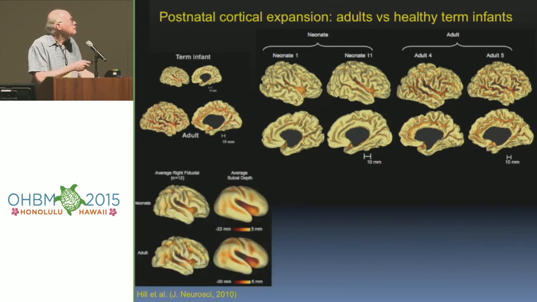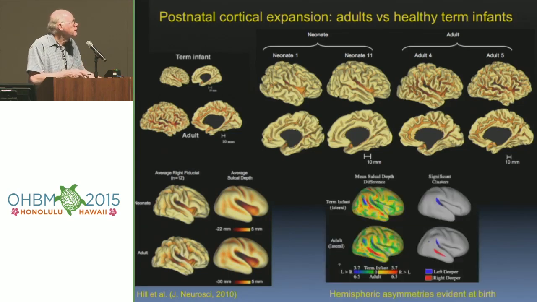So during these progression postnatally, we can assay, are there regional patterns that are of interest? And if we look at what we call a map of average sulcal depth on the lower right here in term-born infants versus adults, we can see the patterns are similar but not identical.